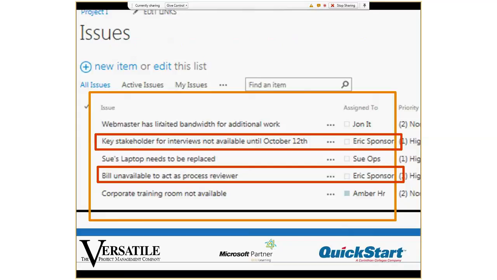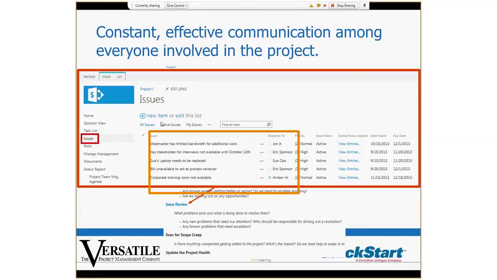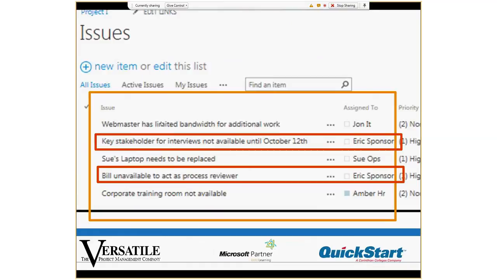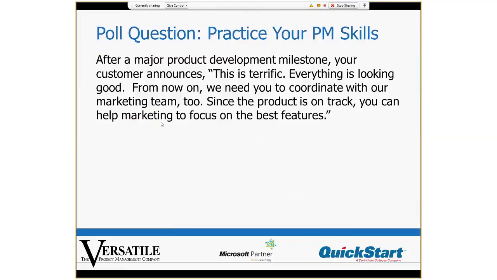But what I really want to emphasize then is, what have we done here? We've taken SharePoint and used it as a way to be very systematic in the way that we run the project. That is a critical success factor, being consistent, structured, and organized. It's one of the things we like about using SharePoint. Now, let's move on to another project success factor.